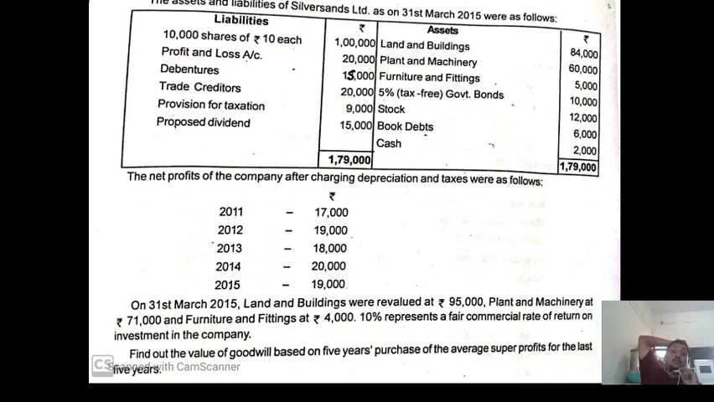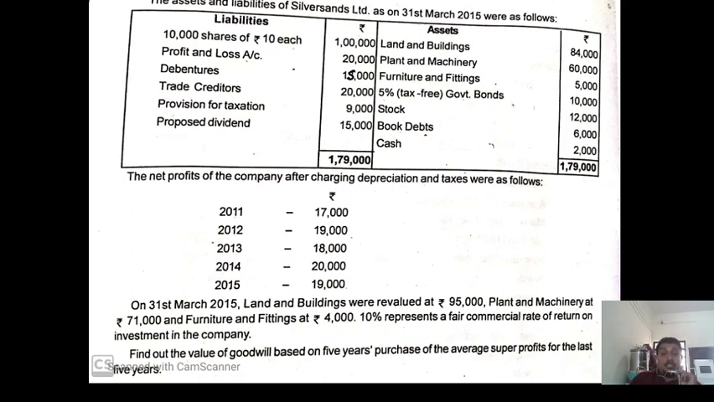Profit is given from 2011 to 2015. The most recent year is 2015, right? So for 2015, the profit is 19,000. That is the current year profit. Profit for the year 2015 would be the current year profit for this problem.